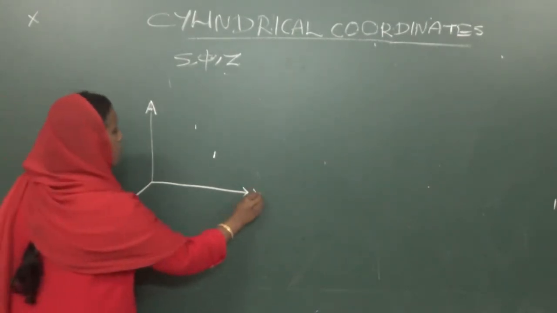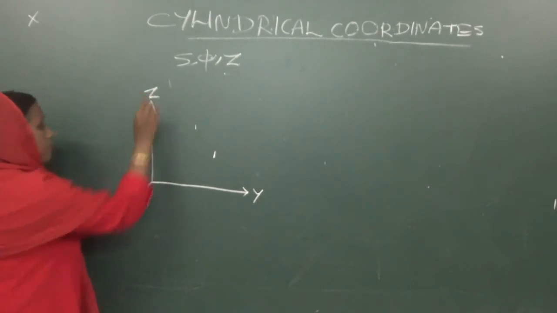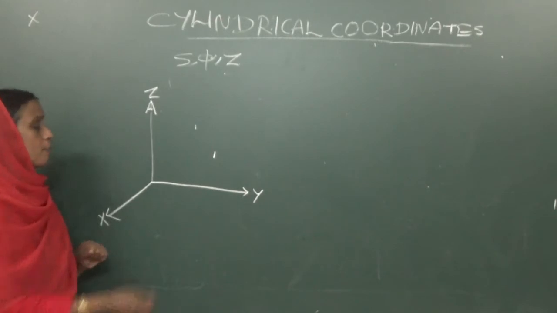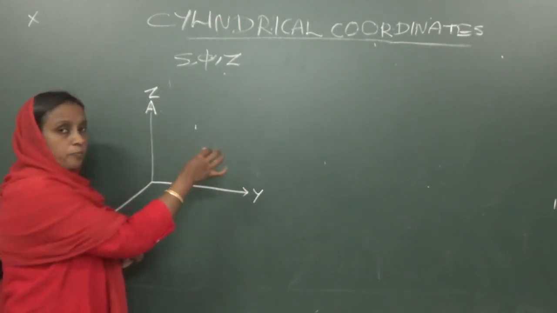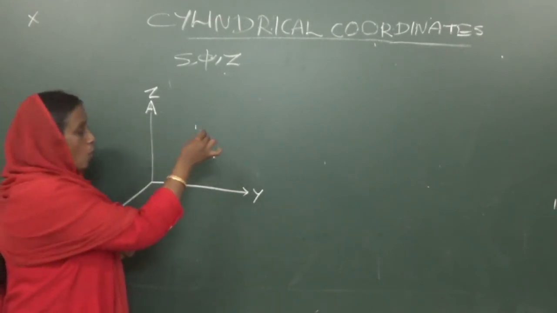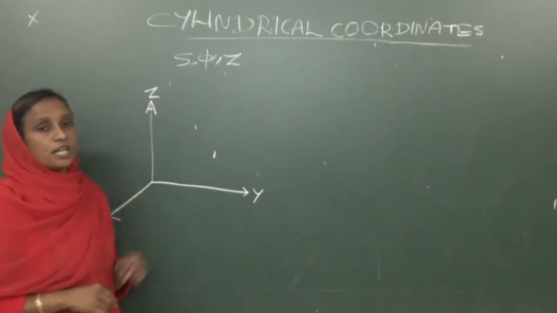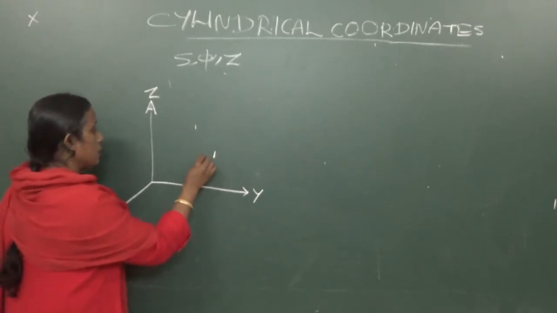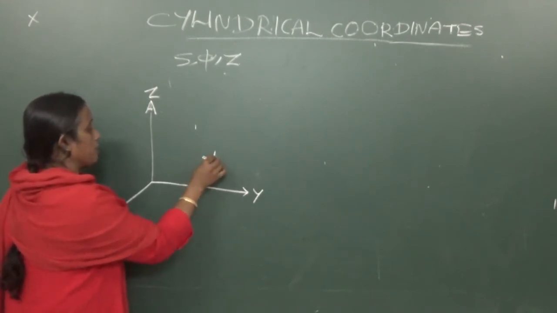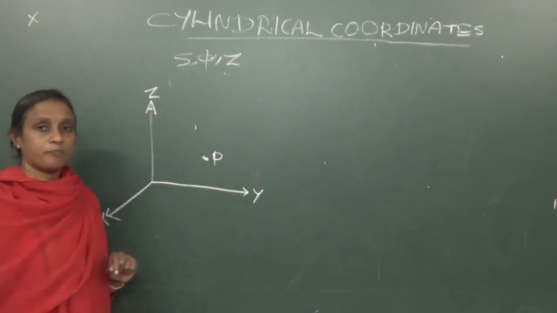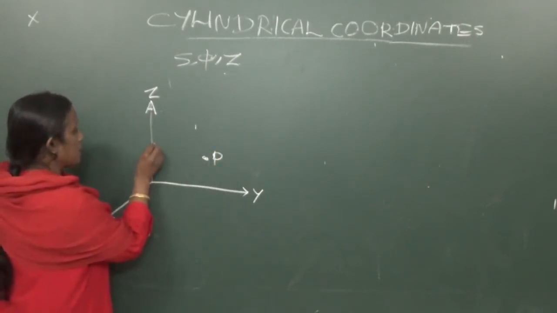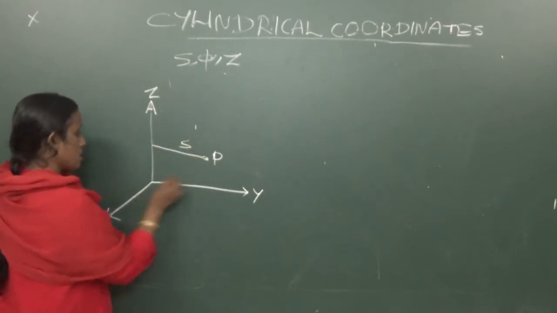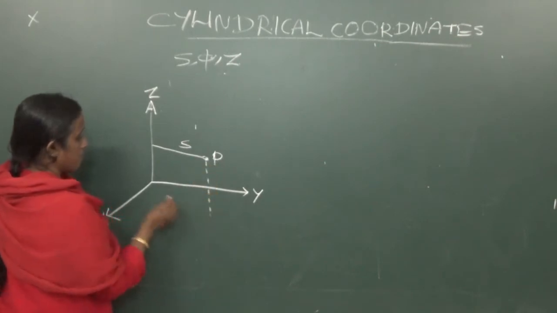This is the Cartesian coordinate system, X, Y and Z. In this system, suppose there is a point P somewhere here whose Cartesian coordinates are X, Y and Z. The point is shown here. This is P. This point P is at a distance S from the Z-axis.